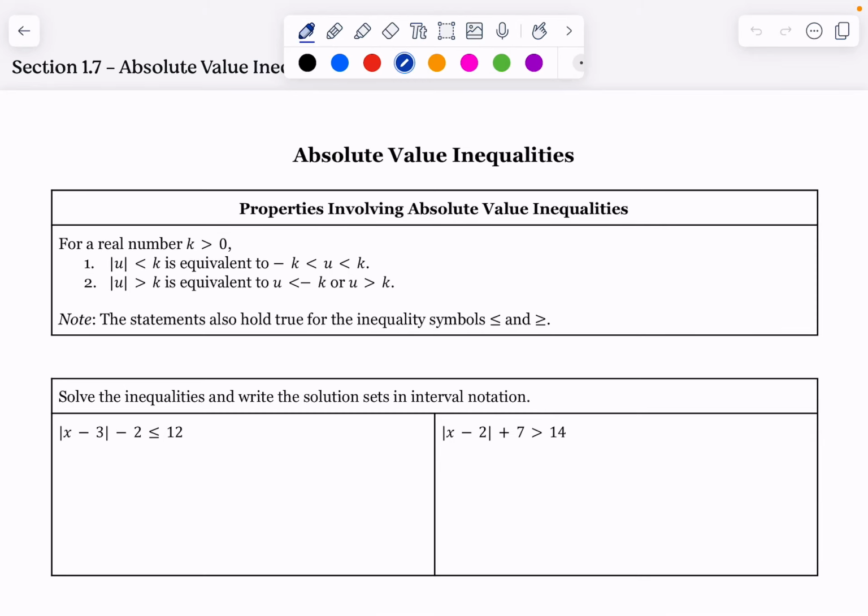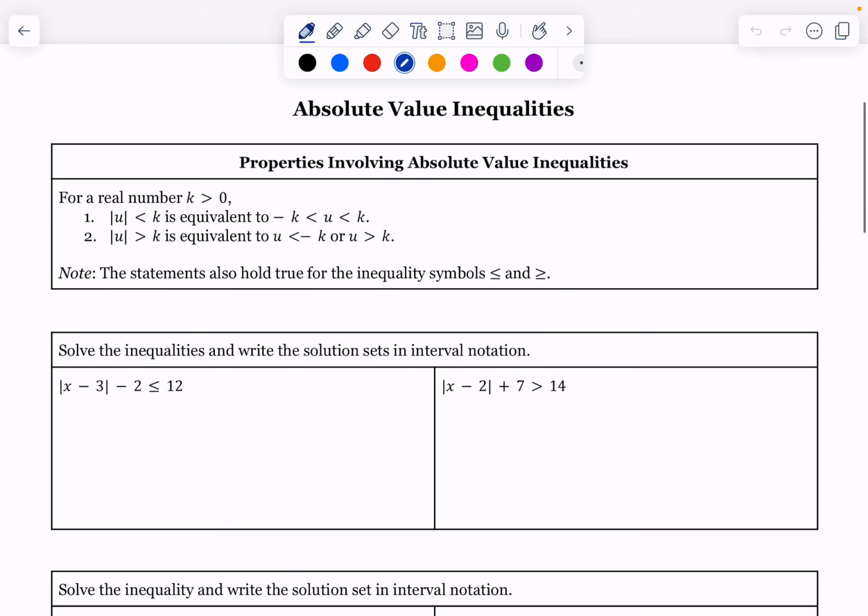All right, this video is about section 1.7, absolute value inequalities. Before we start, we need to talk about the properties involving them. For a real number k greater than 0, if we have the absolute value of u less than k, that is equivalent to u being between negative k and k. If we have the absolute value of u greater than k, we get u is less than negative k, or u is greater than positive k.